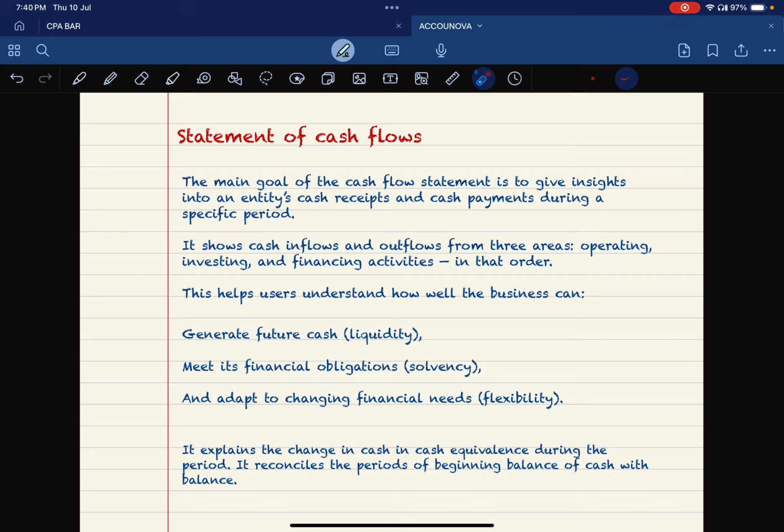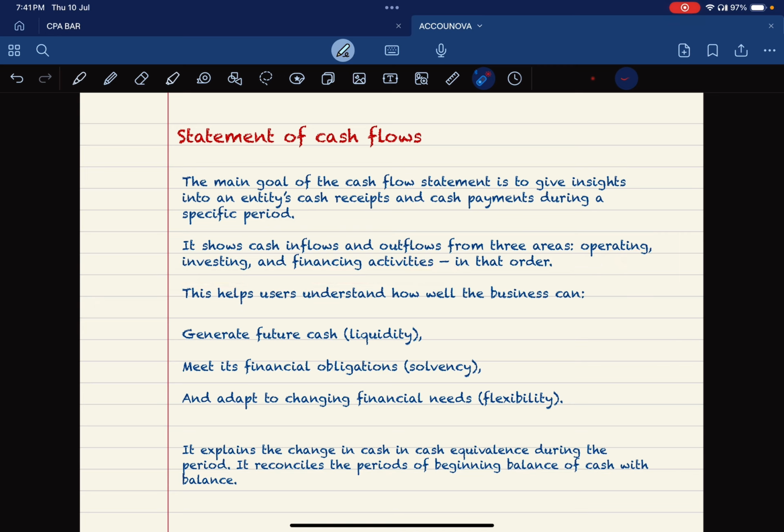So let's understand what the statement of cash flows is. The main goal of the statement of cash flows is to provide relevant information about the cash receipts and the cash payments during a specific period. It provides information about the cash inflows and outflows from the three key areas, that is the operating, investing, and financing activities of an entity.